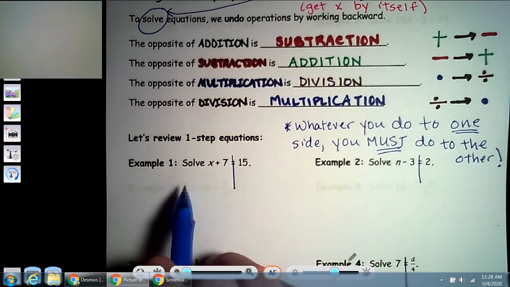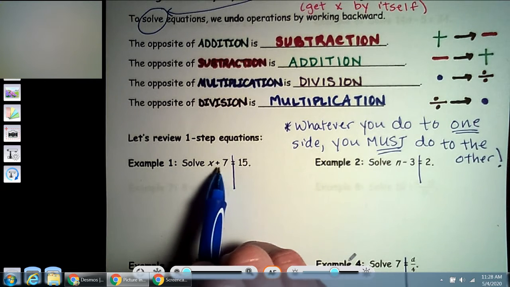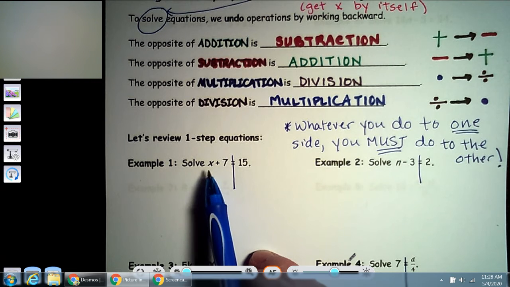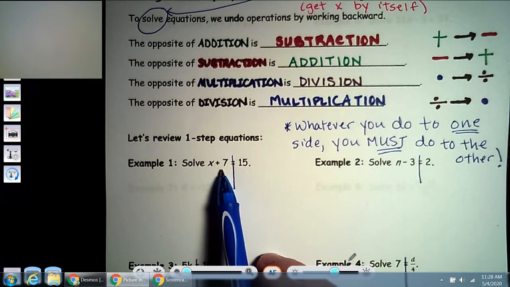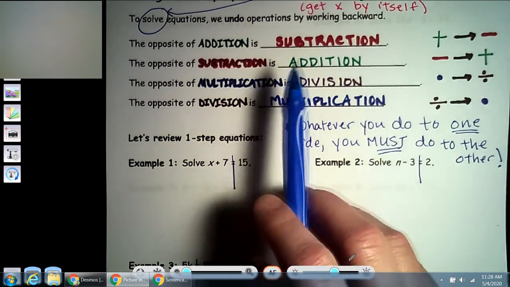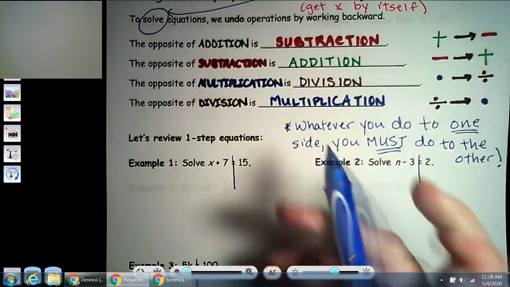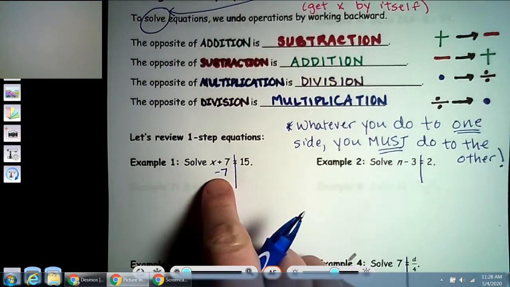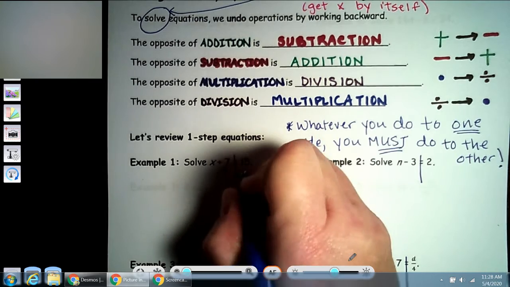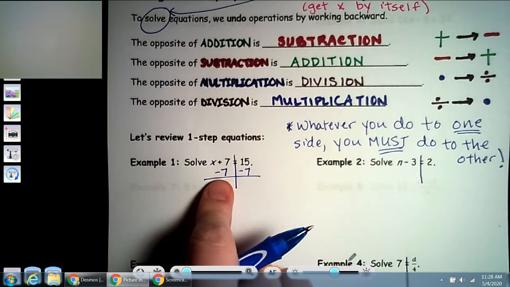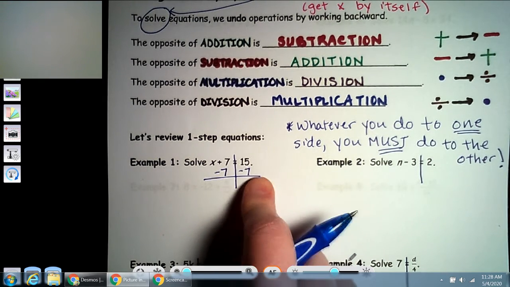What I see here is it wants me to solve x plus 7 equals 15. X is what I want to isolate. I want to get x by itself. To do that, I need to get rid of the 7. Since this is plus 7, that's adding 7. The opposite of addition is subtraction. So I'm going to subtract 7. But if I subtract 7 from the left side, I also have to subtract 7 from the right side. Always, absolutely, every time. If you do an operation to the left, you have to also do that to the right.